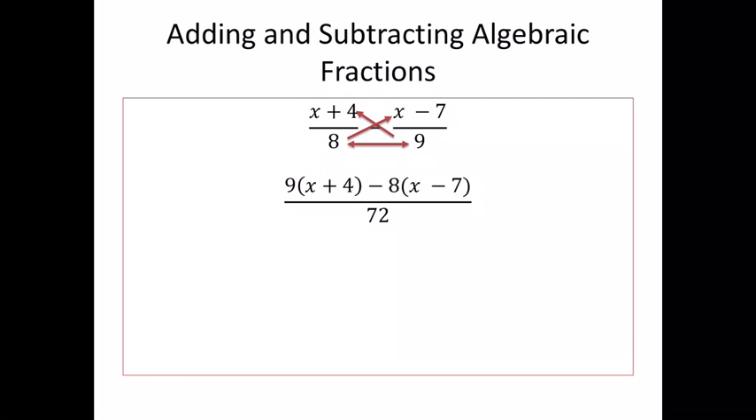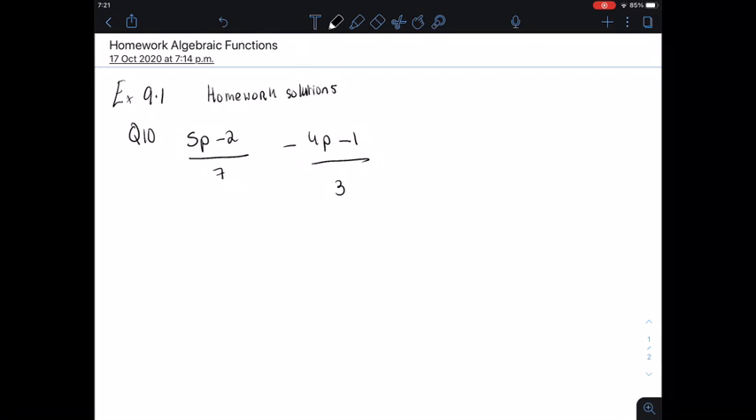Okay, and from here, we just want to expand the top. This gives us 9x plus 36, minus 8 times x gives us minus 8x, minus 8 times minus 7 gives us plus 56. To simplify, we'll add together like terms. 9x minus 8x gives me 1x. 36 plus 56 leaves me with 92. My final answer is x plus 92 over 72.